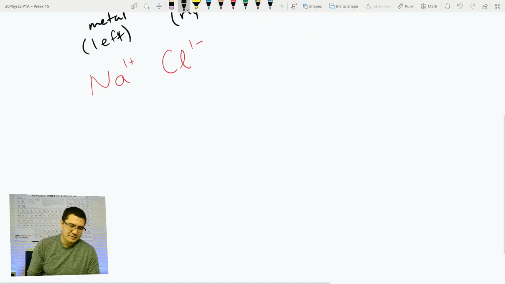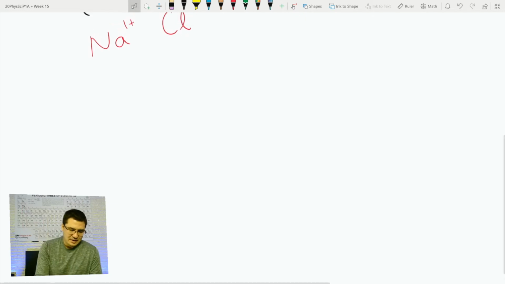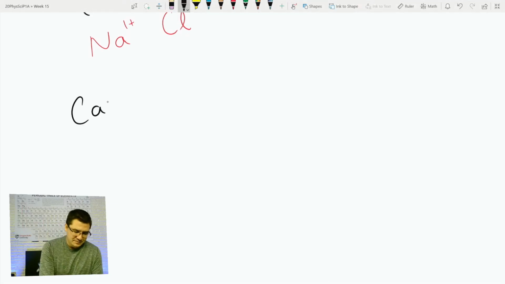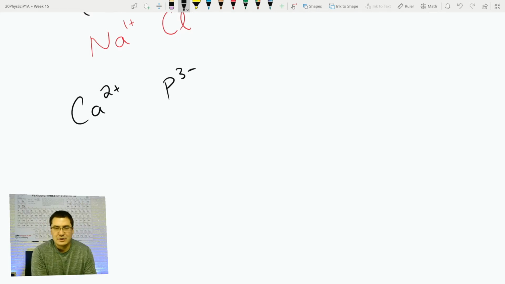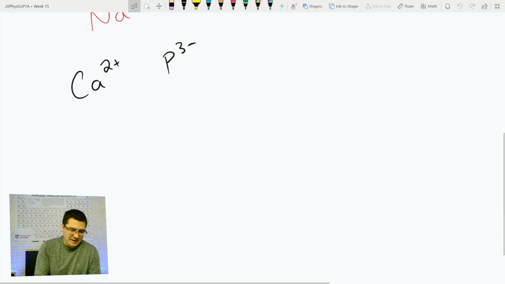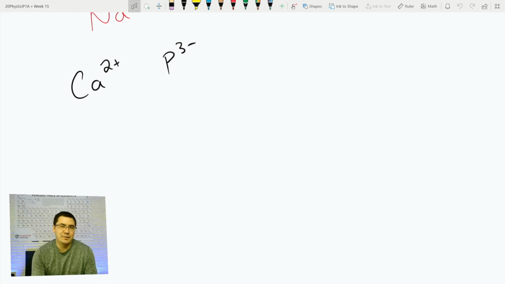In the case of, let's say, calcium phosphide, I'll show you where you can look these up. Calcium likes to lose 2 electrons, so it forms a 2+. And phosphorus, which is a nonmetal, likes to gain 3. When it gains 3 electrons, its charge is -3, and we call it phosphide. So for calcium phosphide, I need to come up with a way to make a neutral compound.